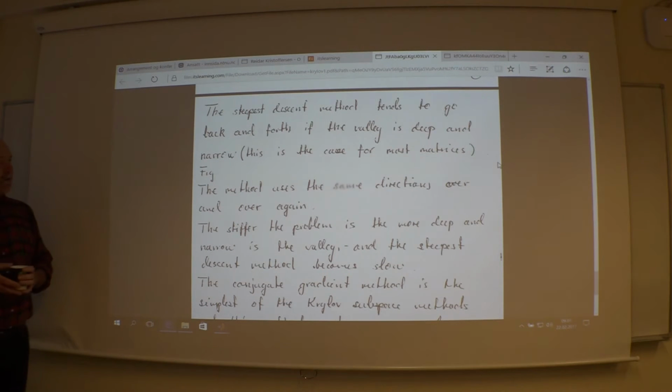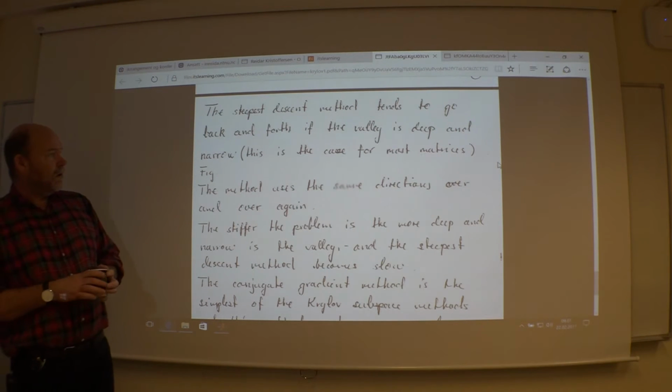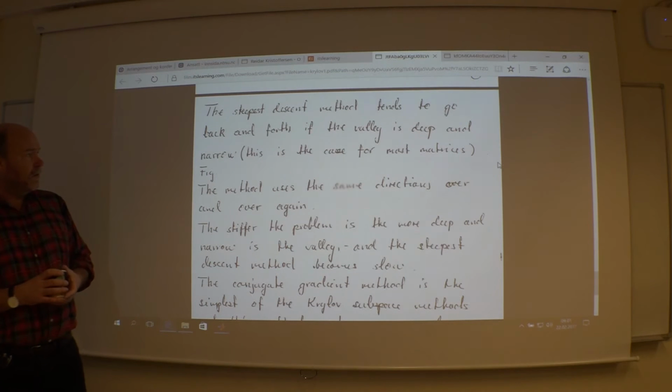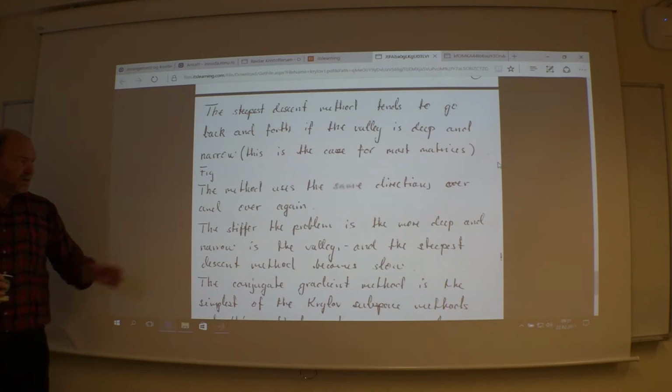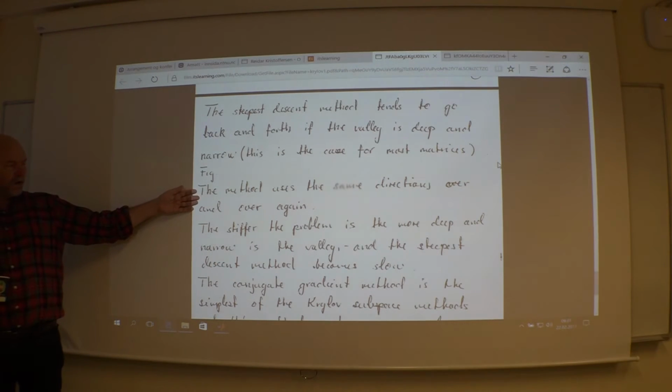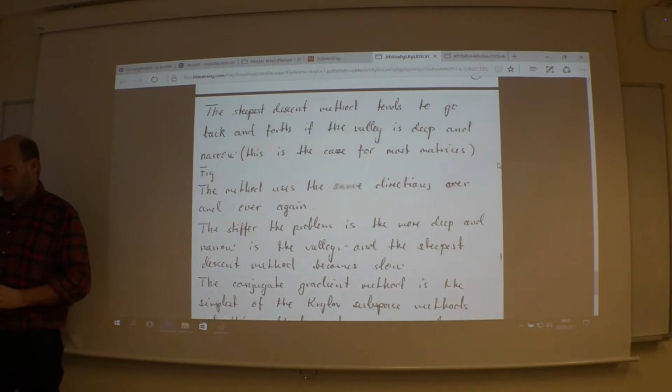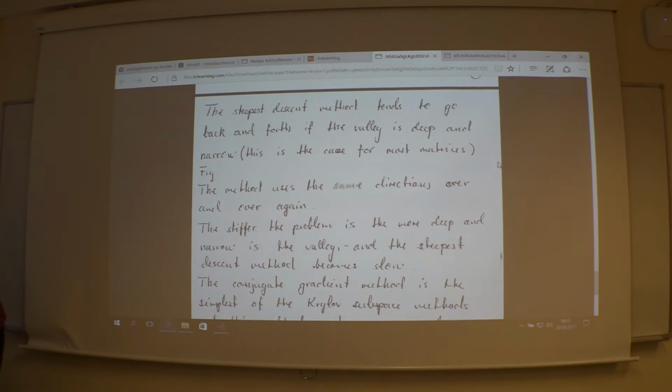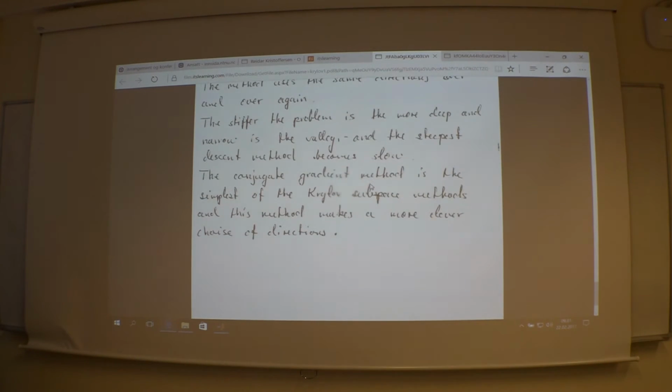So as it says here, you go back and forth in the narrow valley. So you use the same walking directions over and over again, which then obviously is inefficient. If you have one direction, then you shouldn't use that direction more than once actually. So what we are now going to do is sort of flip space a little bit.